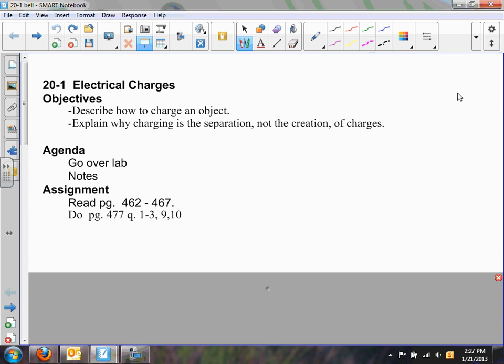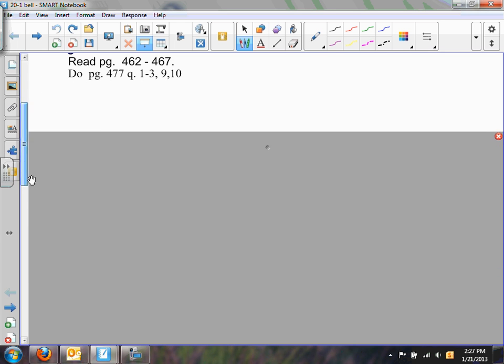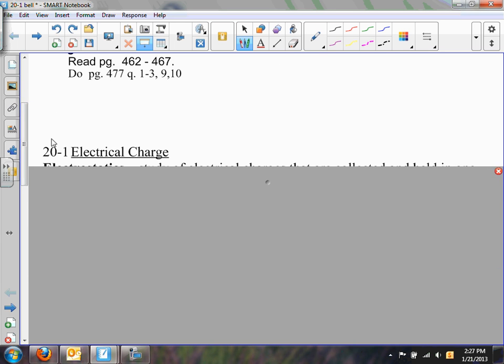Today we want to start Chapter 20, Section 1. The objectives are to describe how to charge an object and then explain why charging is the separation but not the creation of charges. So, Section 20-1, electrical charge.